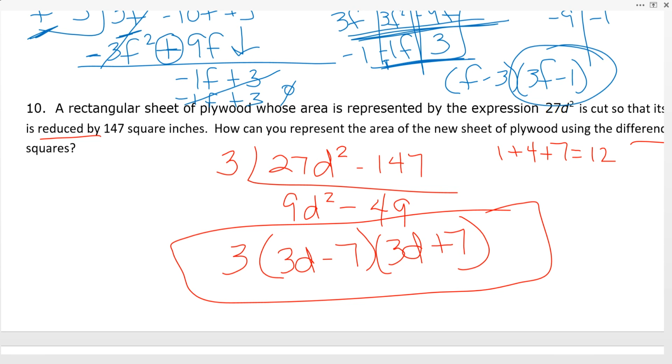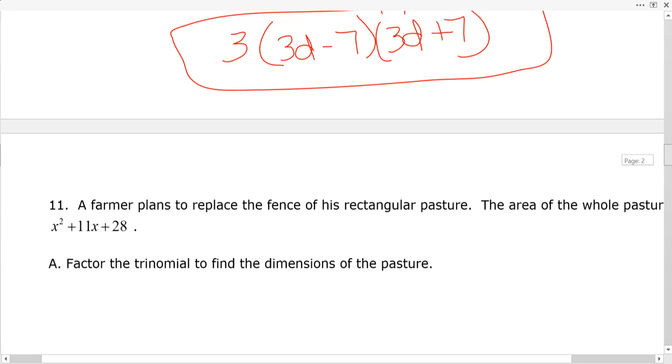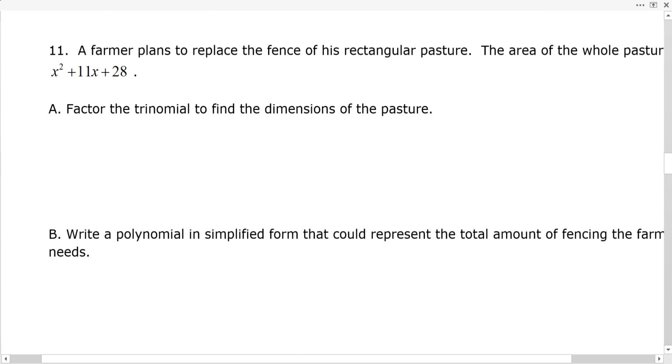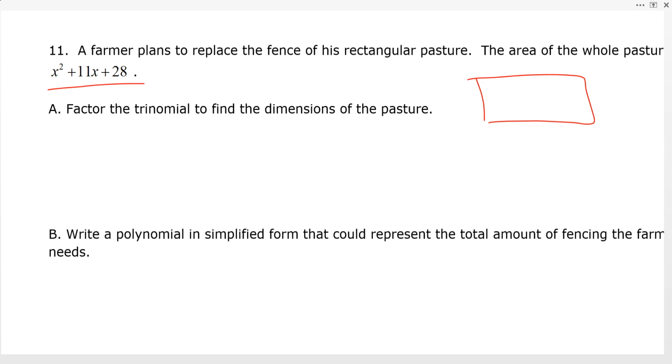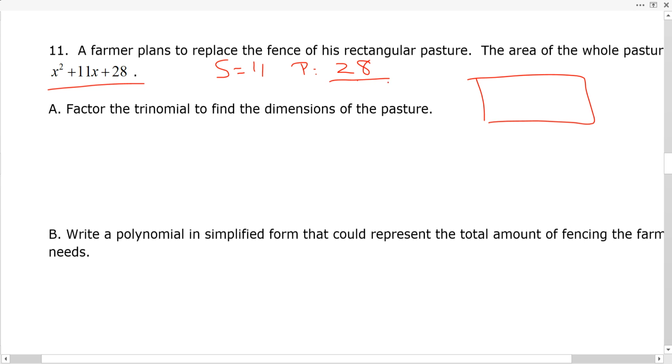All right, number 11. Okay, we have a pasture. Woohoo! The area is this. And I'm going to factor that to find the 2 side lengths. And my sum is 11. My product is 28. Factors of 28 are 7 and 4, which add up to 11.